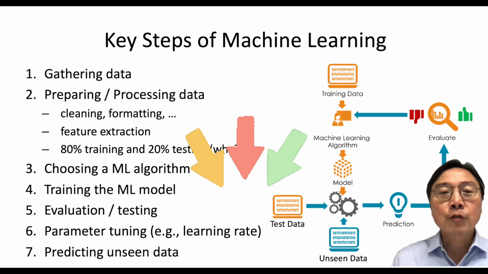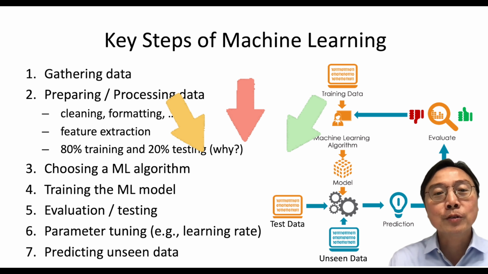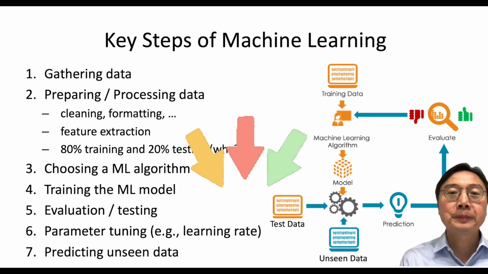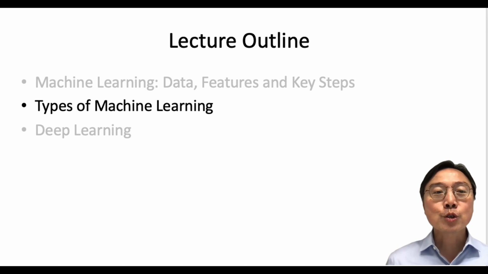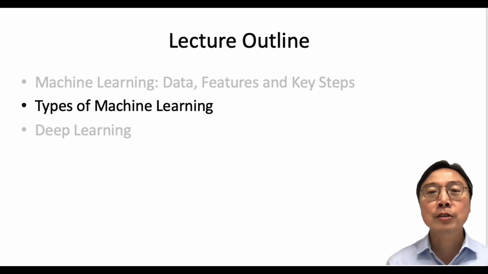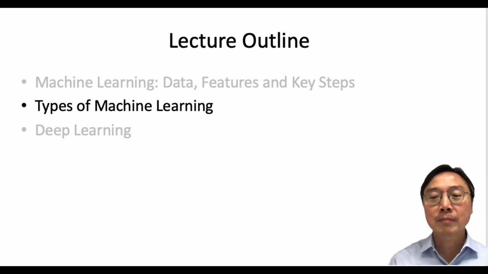And then, of course, after finishing, you come up with a good enough machine learning model. You can use it to predict some unseen data, put it into production. So hopefully by now, you understand the key concept, data, features, and some key steps of machine learning. Now we move to the 3 major types of machine learning.